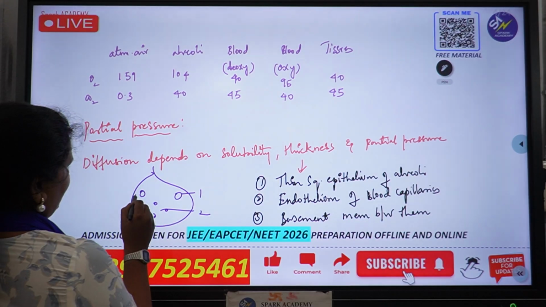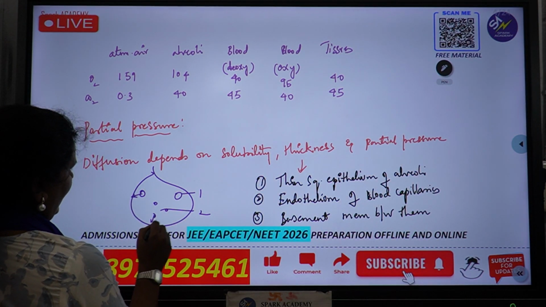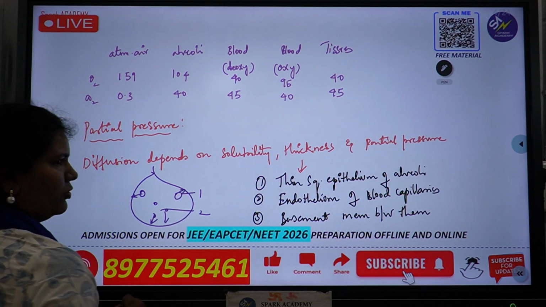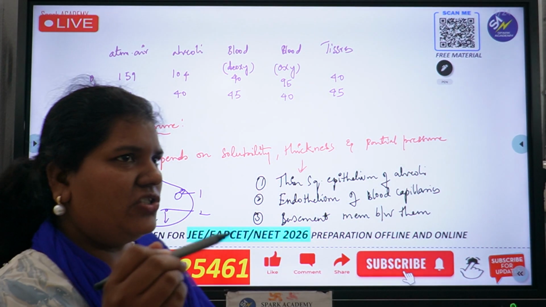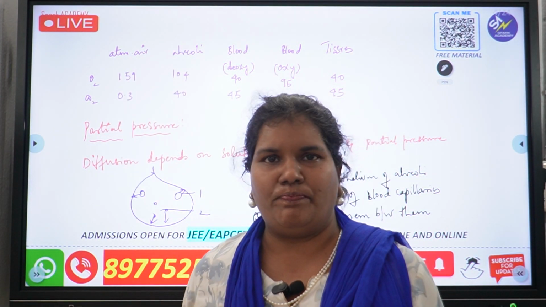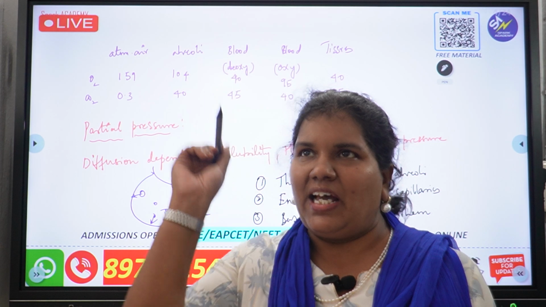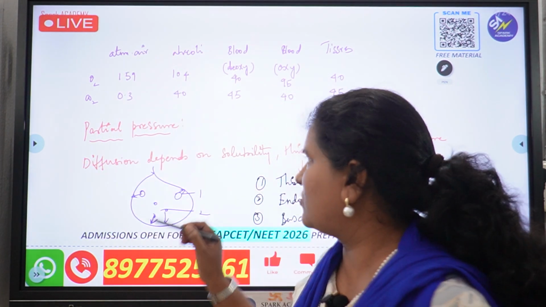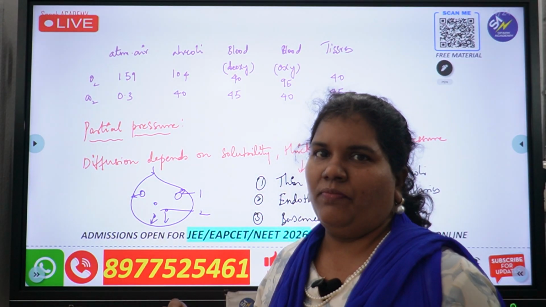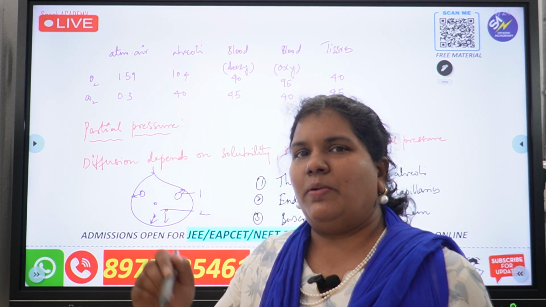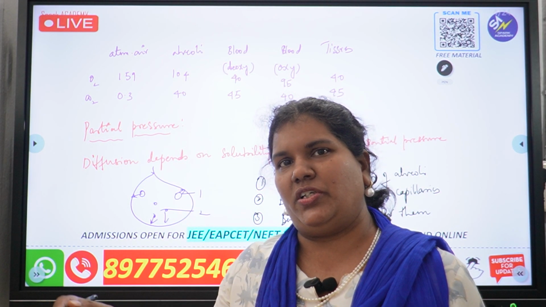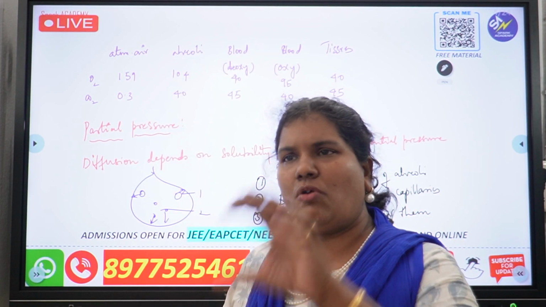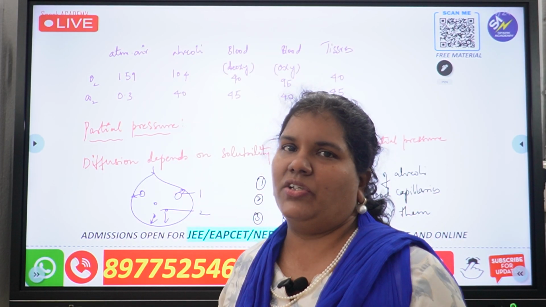ఈ pressure తో ఏం చేస్తాయి, these gases will hit the wall. ఇక్కడ they hit the wall of the balloon, or in the closed room they hit the wall of the room. So the pressure with which they are hitting the wall or the balloon, that pressure of the individual gas is called partial pressure. Why am I talking about partial pressure? Because inspiration and expiration and the transport of gases is all depending on the partial pressure.